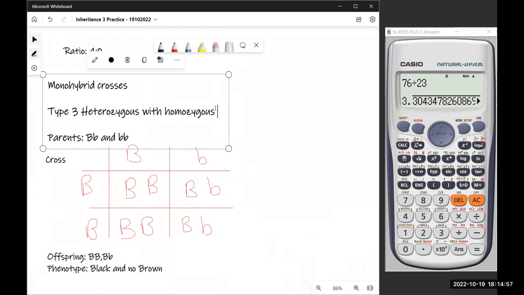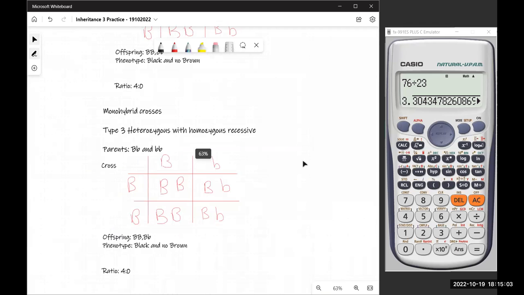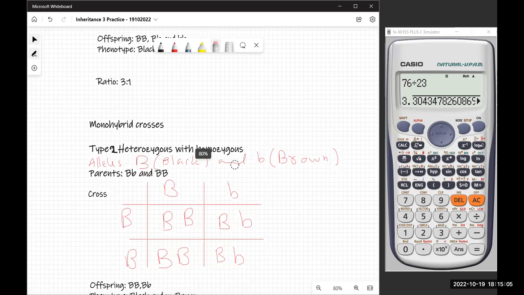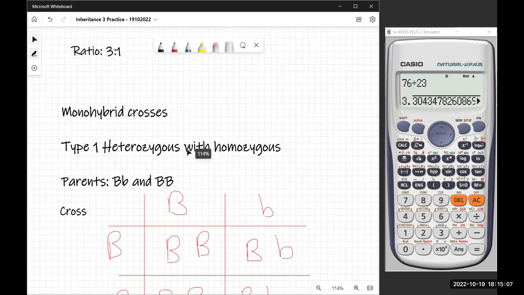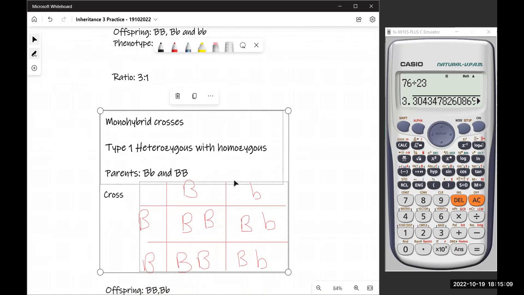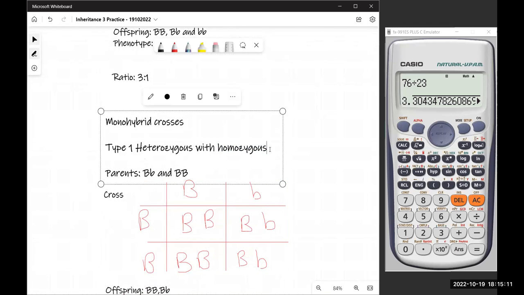In homozygous, after homozygous, write recessive. In this case, all you have to write is homozygous dominant.